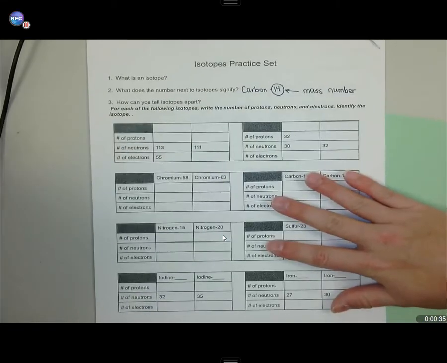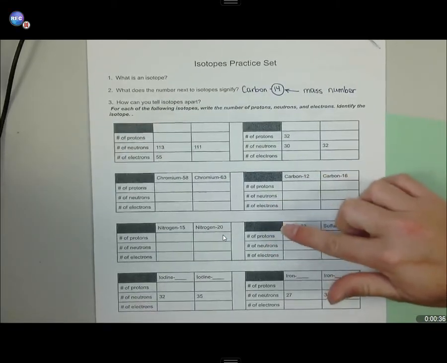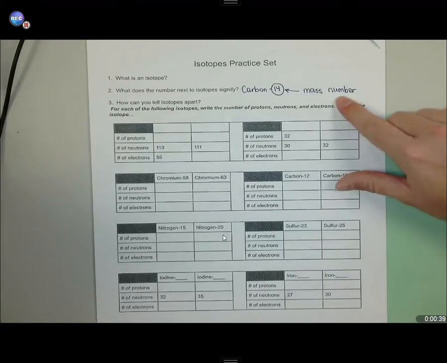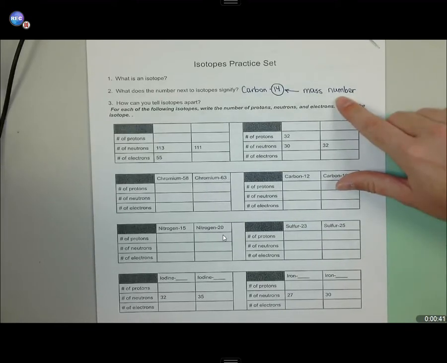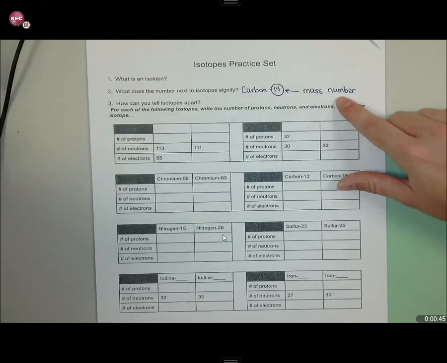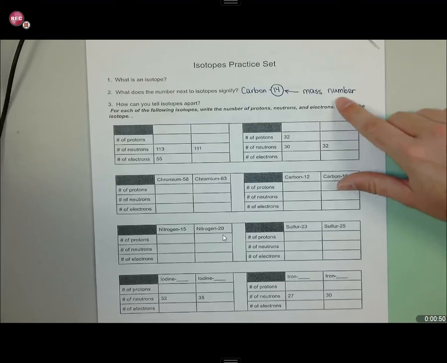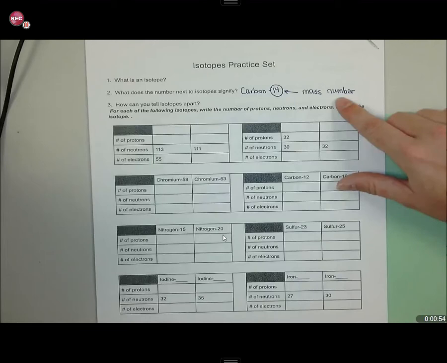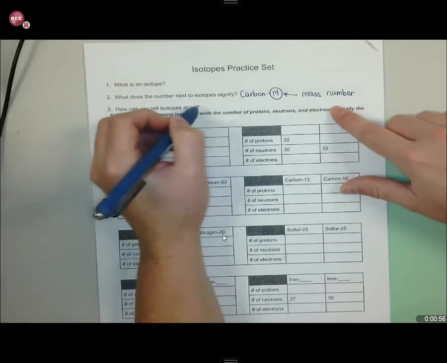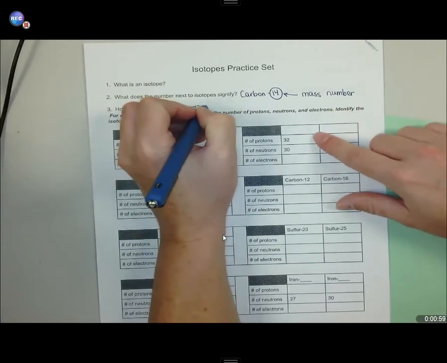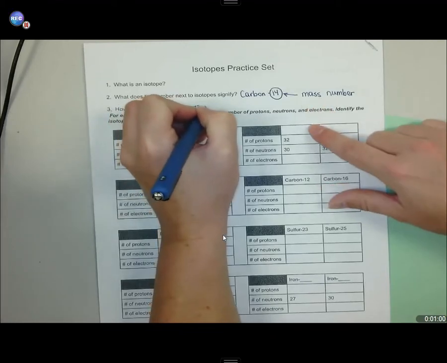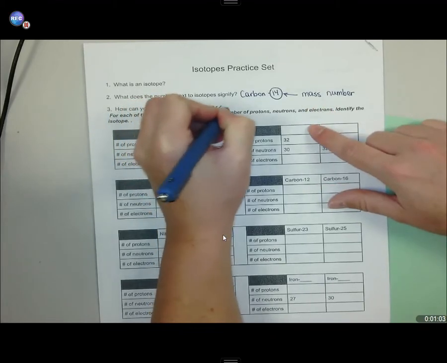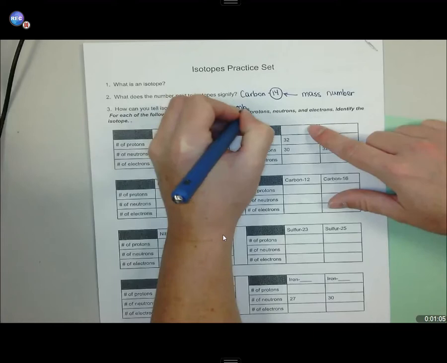Now, isotopes means that we have a different number of neutrons, and that means we're going to have a different mass number because something in the middle is changing. Remember, neutrons are in the nucleus. So the nucleus has the pluses, the protons, but then we also have neutrons. When we have a different number of neutrons, that's going to change the mass of the element, okay? So how do you tell isotopes apart? It's going to be by this mass number and the number of neutrons.